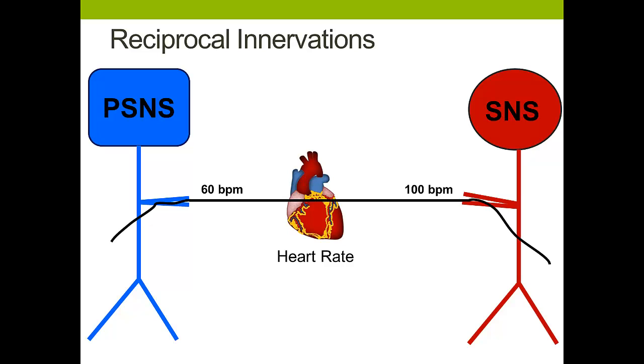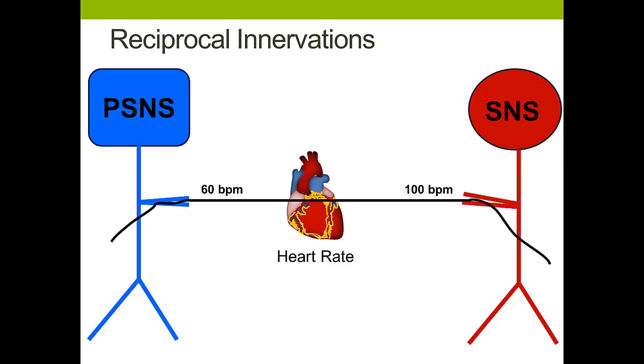Autonomic divisions of the nervous system often have what are referred to as reciprocal innervations. What does this mean? Most organs of the body receive input from both the sympathetic and parasympathetic divisions, but they often cause different effects. An analogy would be that the sympathetic and parasympathetic divisions are in a game of tug of war against one another.